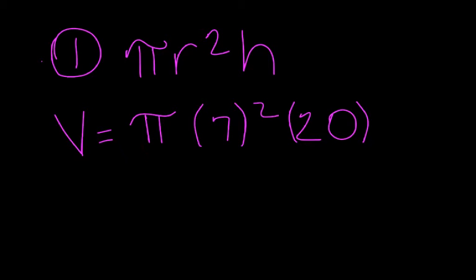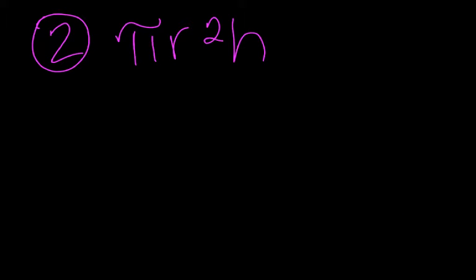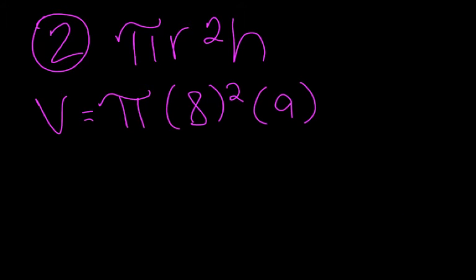You can even, instead of putting 3.14 for the pi, there is a pi symbol on your calculator that is right to the left of the letter H on the bottom. Press that, and then type in the rest just as it looks, and then hit enter. It should give you 3,078.8.